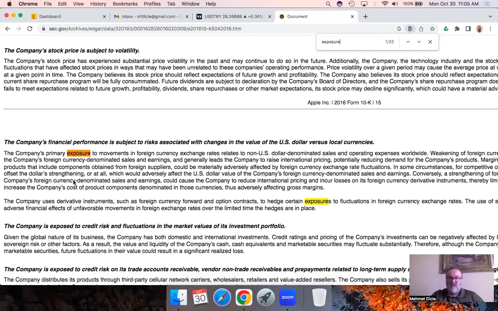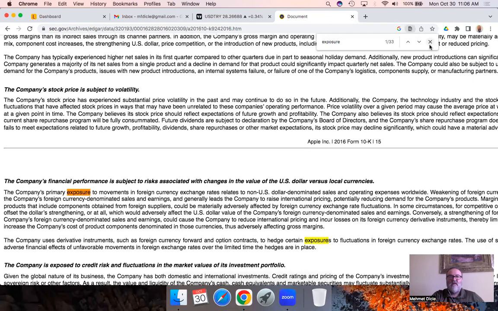So I just also wanted to show you how companies acknowledge this foreign exchange risk and their exposure. As part of their 10K, they have to actually spell out all the risks that they think that they're exposed to, and they have to be as exhaustive as possible.